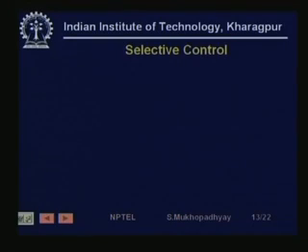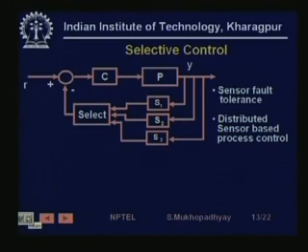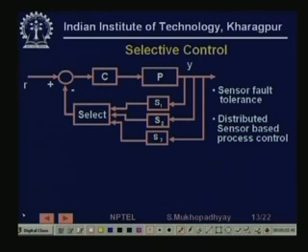Now we look at some other control structures, namely selective, override and split range control. So first start with selective control. As we said, the loop is standard, the only change comes here.